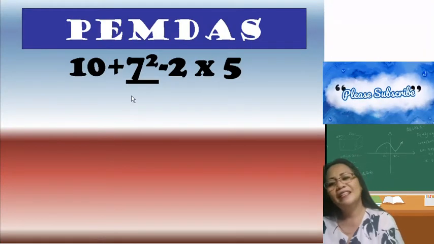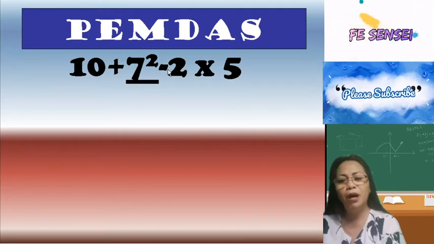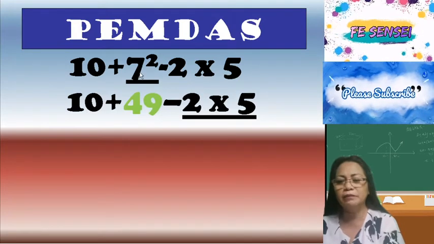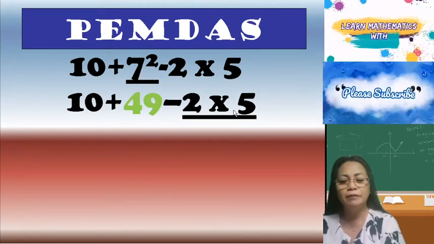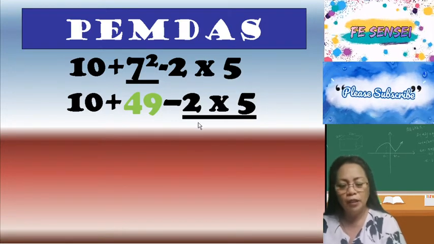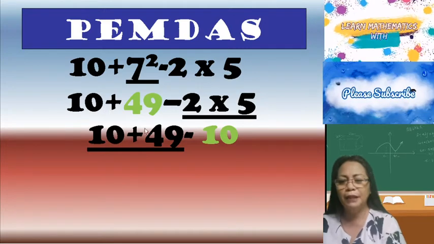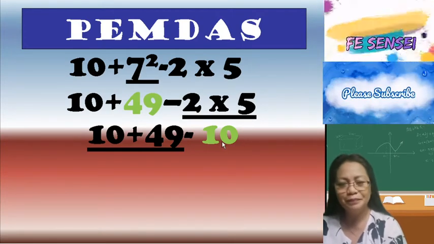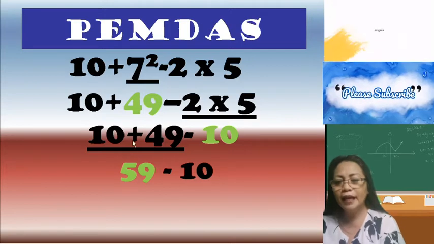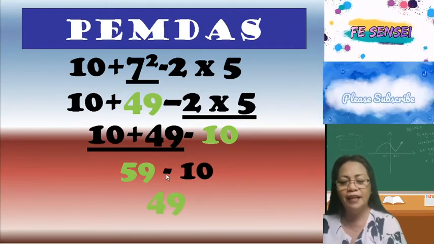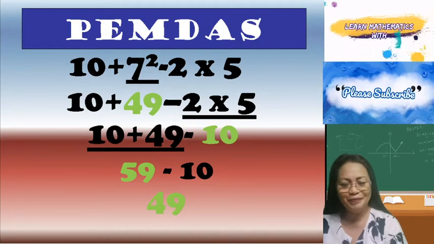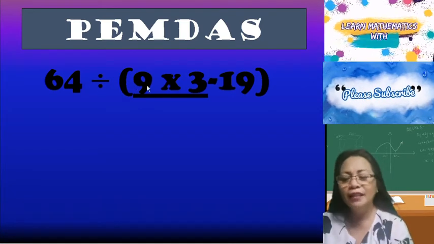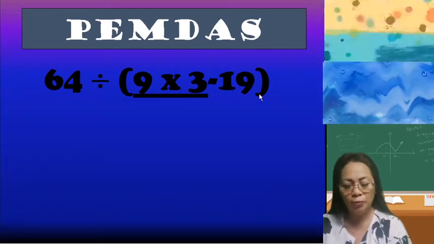Some more. 10 plus 7 raised to the second power minus 2 times 5. Perform the exponent first. Copy 10, 7 times 7 equals 49, minus 2 times 5. And after exponent, multiplication, so copy 10 plus 49 minus 10, 2 times 5 equals 10. Then addition first, 10 plus 49 is 59, minus 10 is 49.